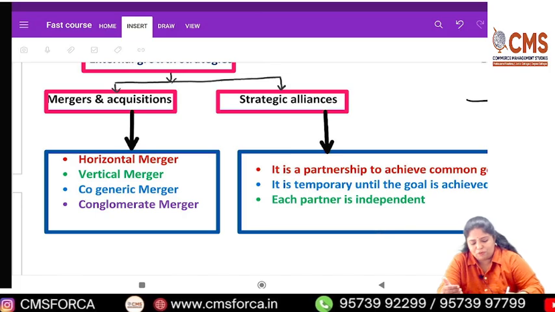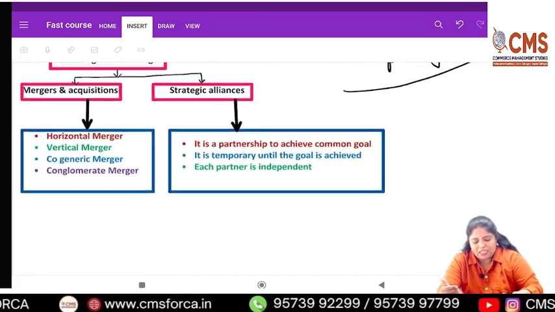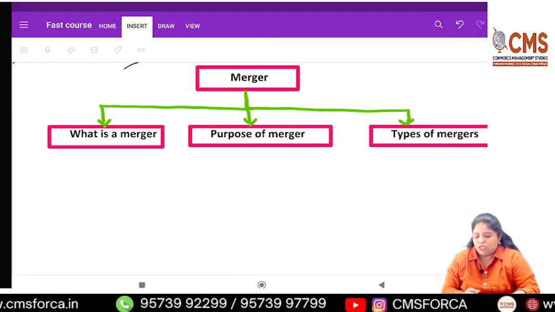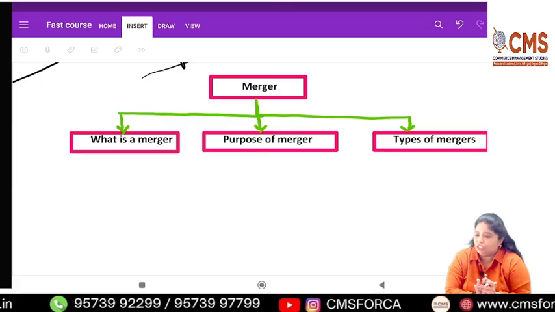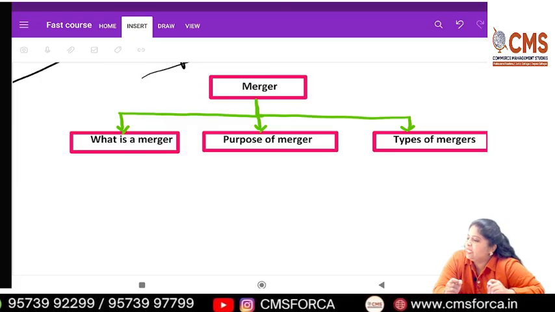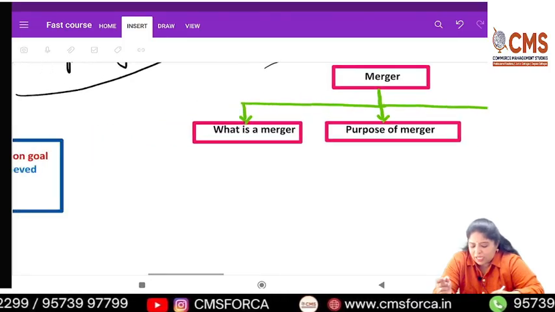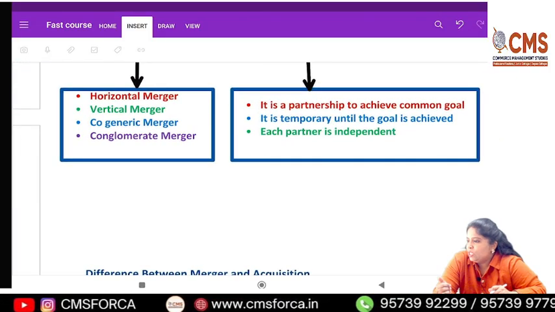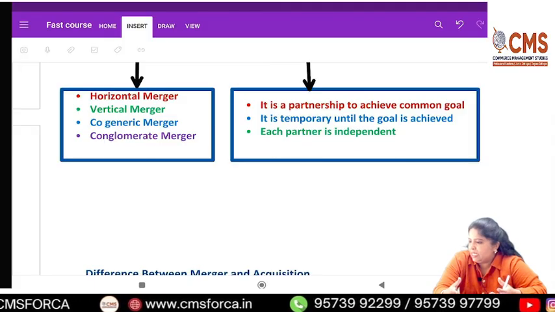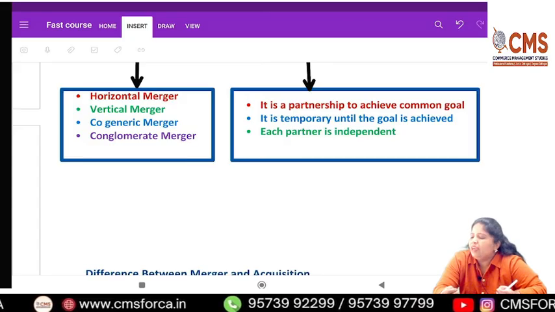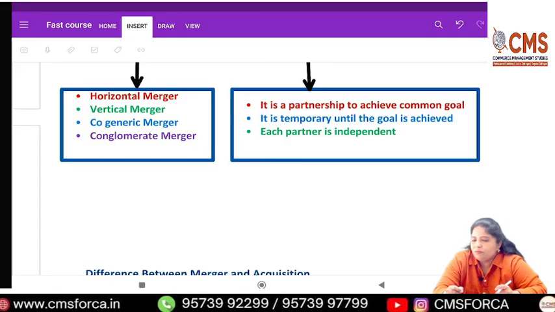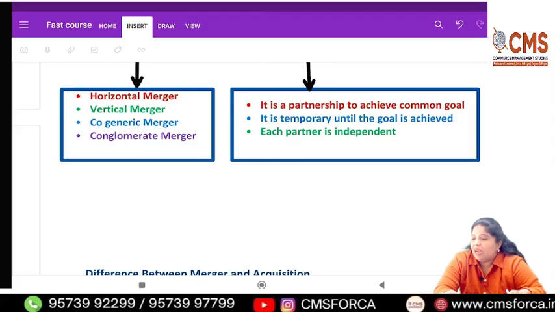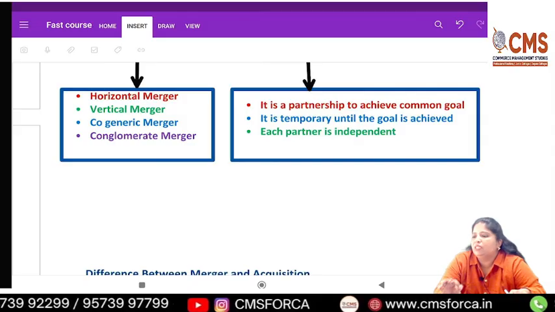Now, before we start, let's first talk about what is actually a merger. A merger is basically a friendly association between two or more companies. So, when two or more companies come together on friendly terms, a merger always happens on a friendly note, and there should be mutual consent.